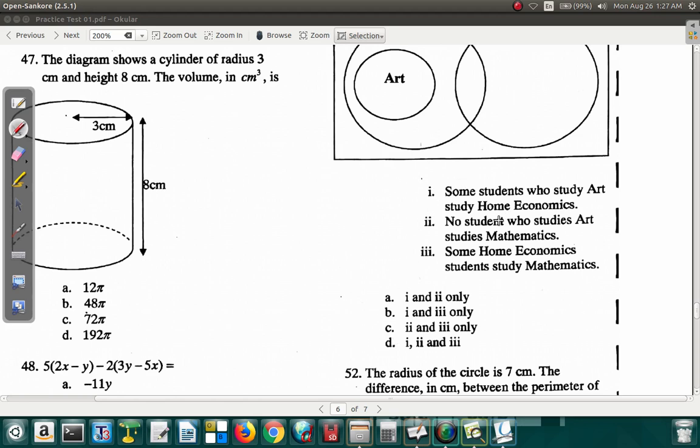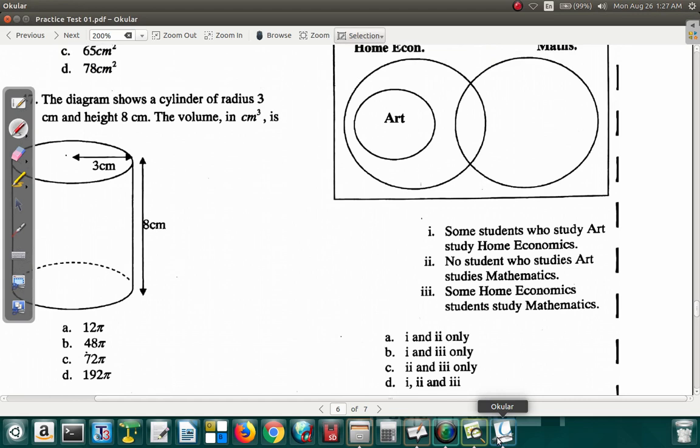Now, in everyday language, when you say some students who study art also study home ec, somebody might say, no, you're wrong, it's all students who study art who study home ec. Number one says that some students who study art study home ec. The diagram is saying all students who study art study home ec.